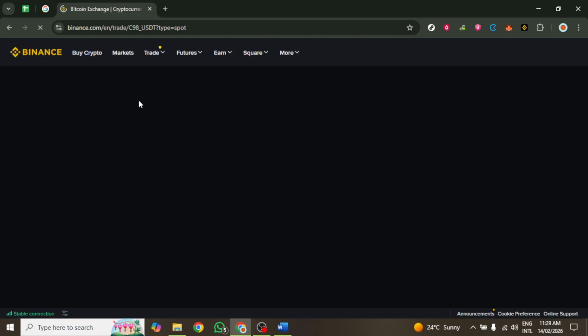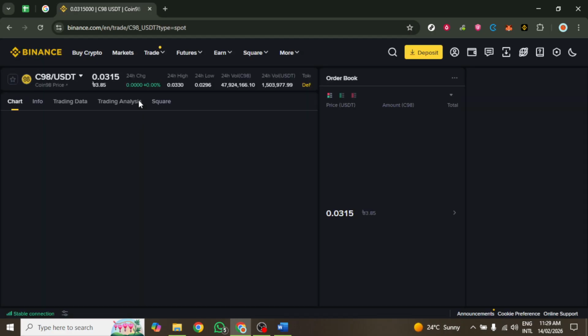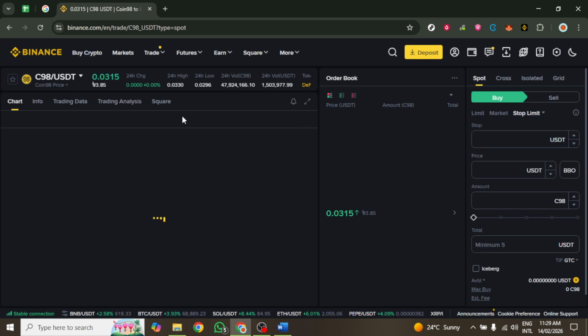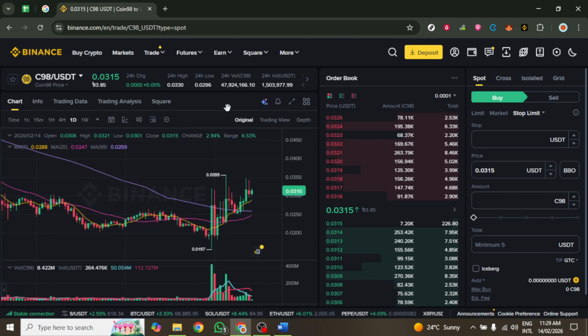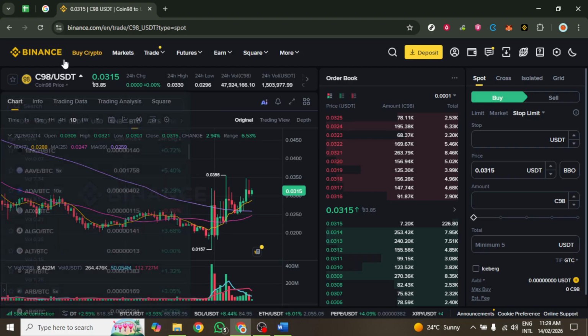Next, locate the trading pair you wish to sell. For example, if you want to sell Bitcoin, select the BTC/EUSDT. The market will display the current price and trading volume for this pair. Make sure to verify that you have the required amount of cryptocurrency in your spot wallet before continuing.